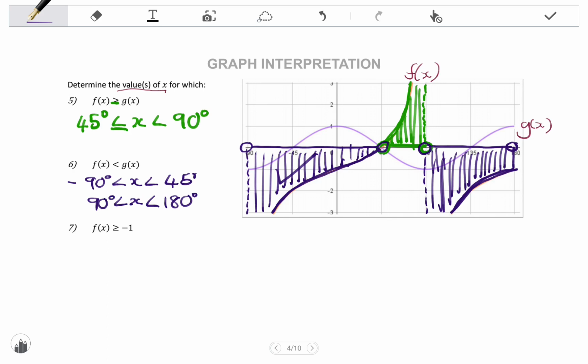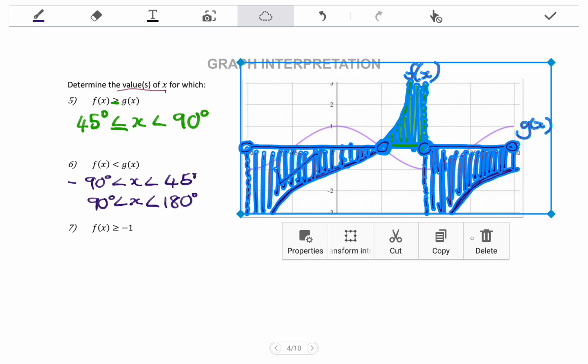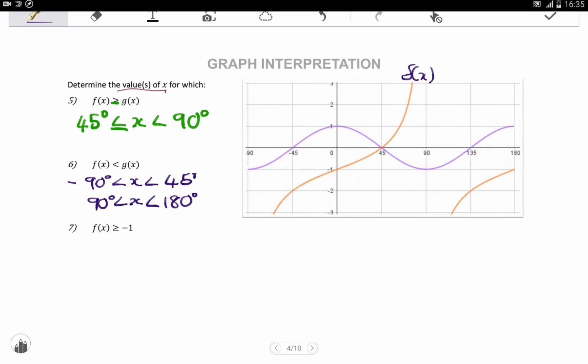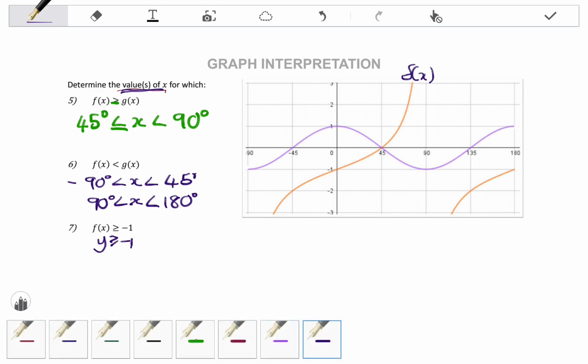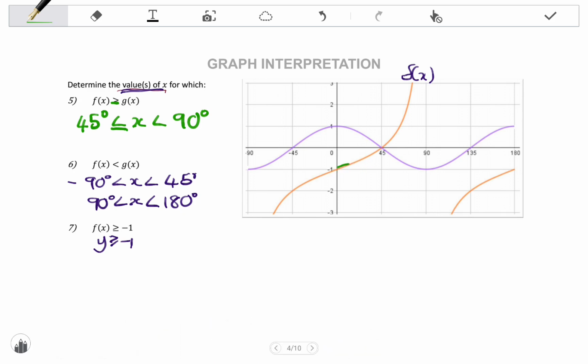Question 7, where f of x is greater or equal to negative 1. Okay, so let's just clear up our diagram quickly. Now looking at question 7, f of x is greater or equal to negative 1. Now this is asking for the values of x where the y value of f is greater or equal to negative 1. So if we look at the graph of f of x, which is the orange graph, the part of that graph that has y values greater than negative 1 is this part, okay? That's the only part where the y values are greater than negative 1. So we need the x value.